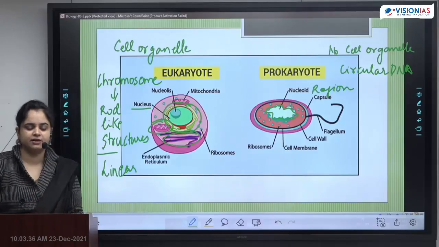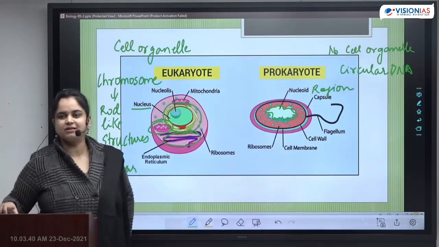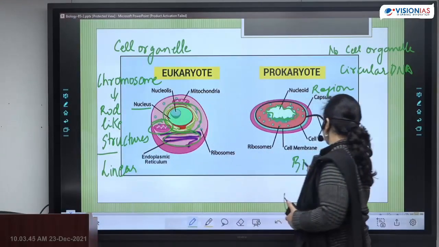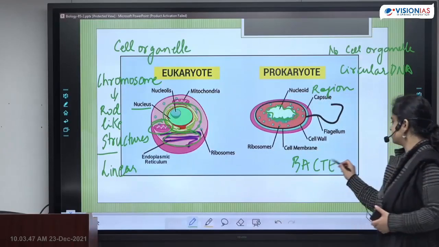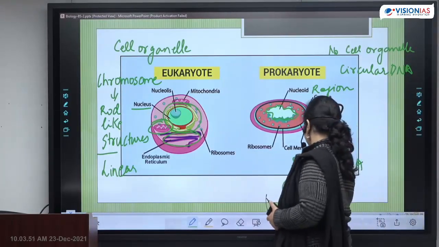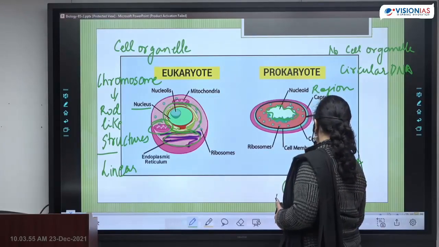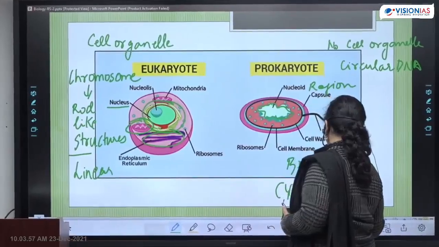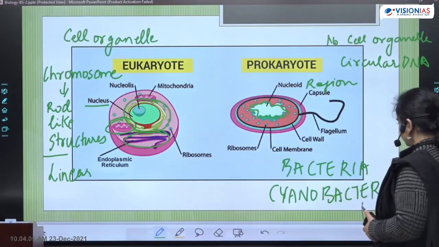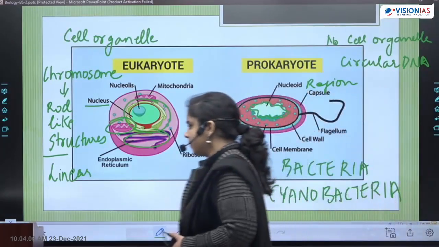We can write down examples here now. One and the most common example is bacteria. And one more example is cyanobacteria. Bacteria and cyanobacteria.